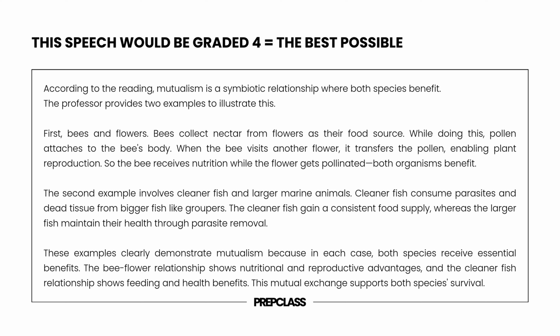Both organisms benefit. The second example involves cleaner fish and larger marine animals. Cleaner fish consume parasites and dead tissue from bigger fish like groupers. The cleaner fish gain a consistent food supply, whereas the larger fish maintain their health through parasite removal. These examples clearly demonstrate mutualism because in each case, both species receive essential benefits. The bee-flower relationship shows nutritional and reproductive advantages, and the cleaner fish relationship shows feeding and health benefits. This mutual exchange supports both species' survival.